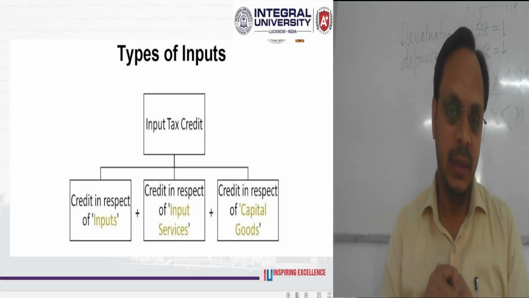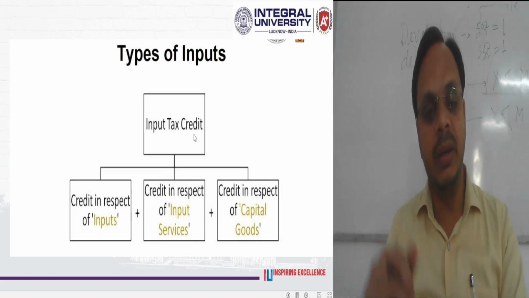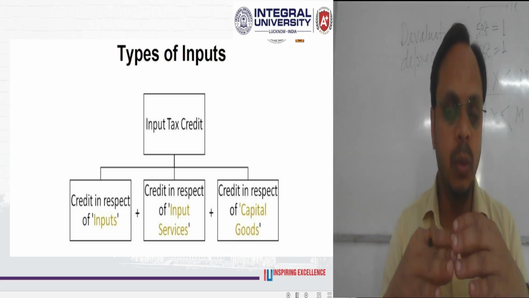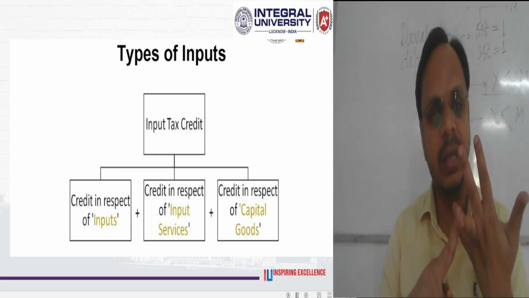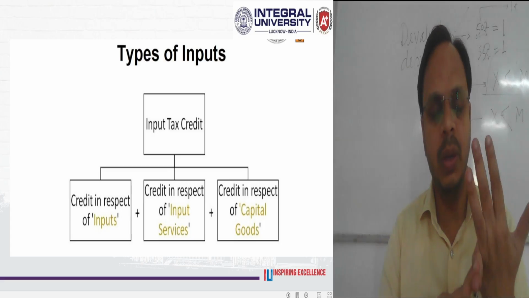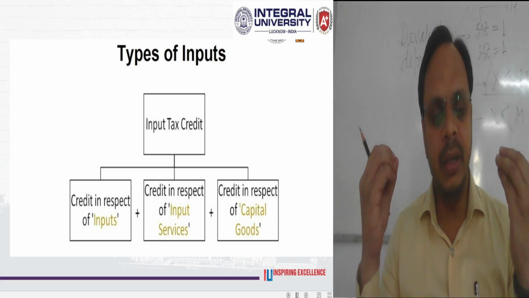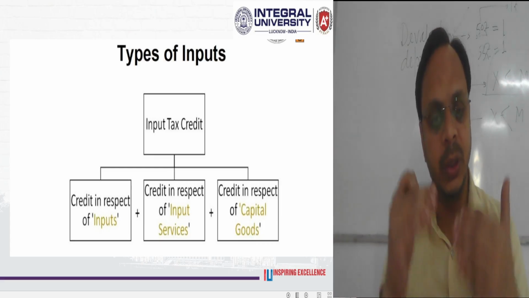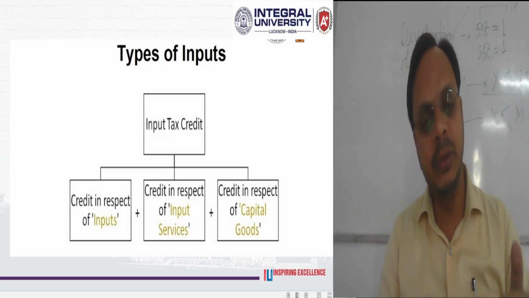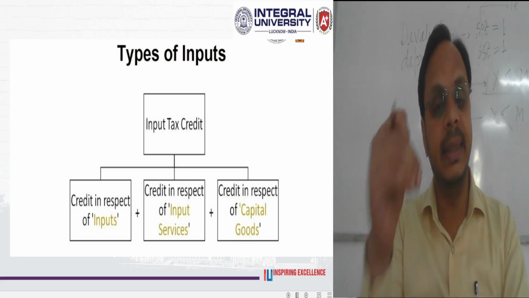Moving ahead, there are different types of input tax credit. First, credit in respect of inputs, credit in respect of services, and credit in respect of capital goods. As I have told you, there is tax on goods and tax on services. There are a number of services: telecommunication services, transport services, banking services, insurance services, airways services, railway services. A lot of services are there, even educational services. Similarly, there are various goods. So credit in respect of inputs, credit in respect of input services, and credit in respect of capital goods: these are the three broad categories of input tax credit.